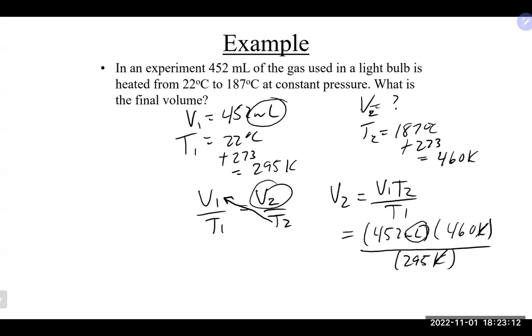Kelvins will cancel, once again leaving us with milliliters. That's going to give us 452 times 460 divided by 295. We'll go with 705 milliliters. Any question on that calculation there? Once again, if we look at it here, we see our temperature is increasing, so we should see an increase in volume. And again, we do, going from 452 to 705. So again, that makes sense. Any questions on that one?